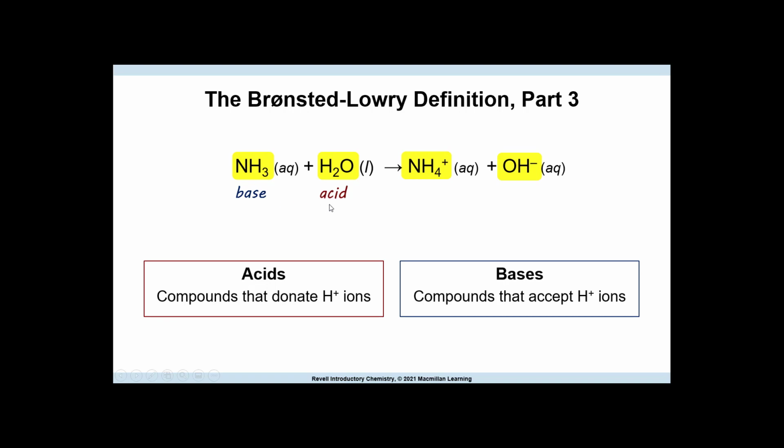So this is a base, because if we look at what happens to it on the other side, we're basically trying to figure out where the proton went. That's where you look on the other side to see what happened to the proton. And from there, you can determine that this is the base because it took the proton, and this is the acid because it gives away that proton.